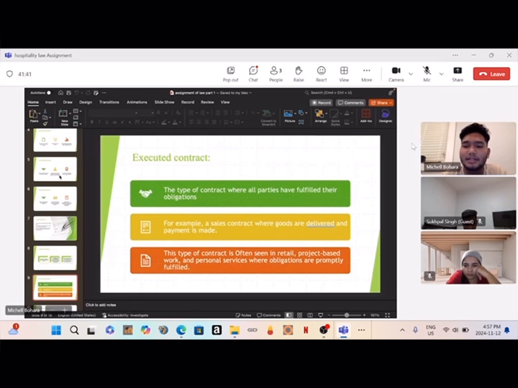So that's why this contract is executed. This is common in simple one-time processes.